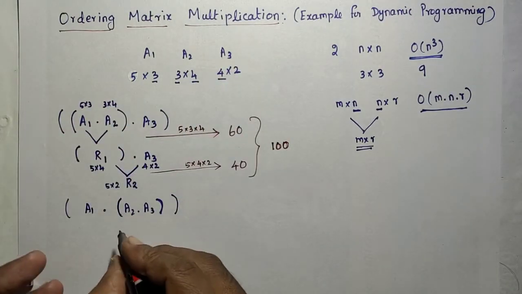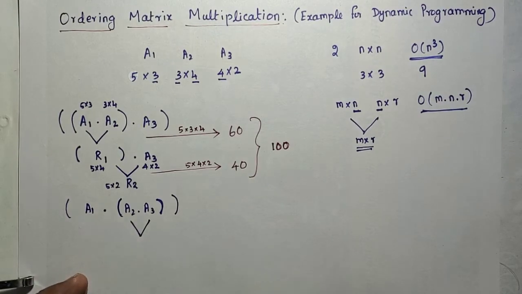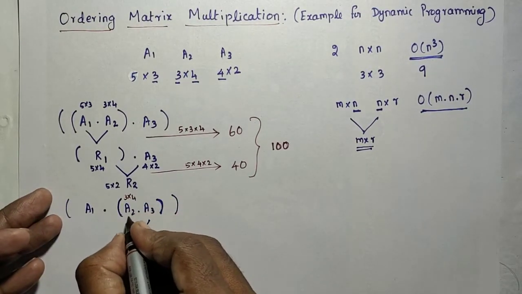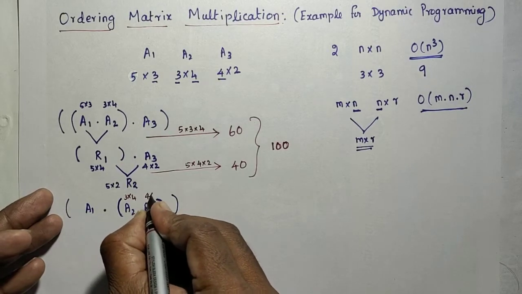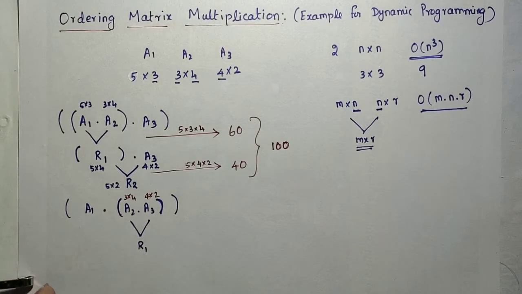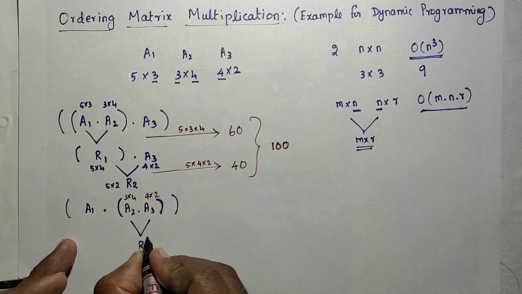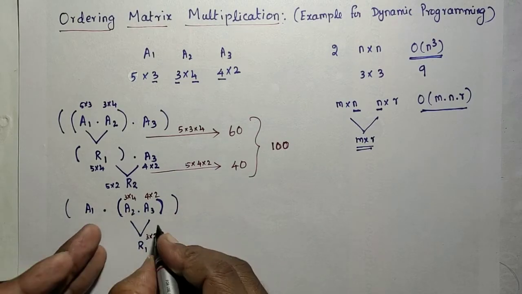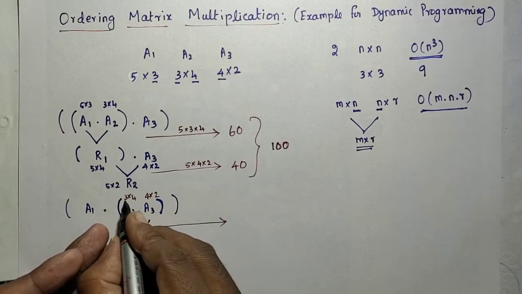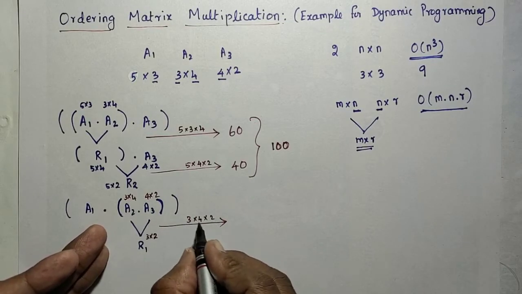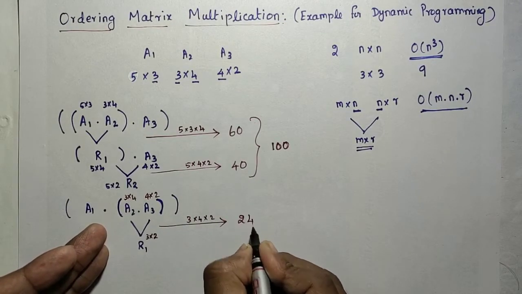But what will happen here? First we are going to do this multiplication. So the A2 dimension is 3 by 4, and the A3 dimension is 4 by 2. So the result matrix R1 dimension will be 3 by 2, correct? So you will get a 3 by 2 matrix. And the complexity for doing this multiplication is 3 into 4 into 2, that is 24 multiplications.